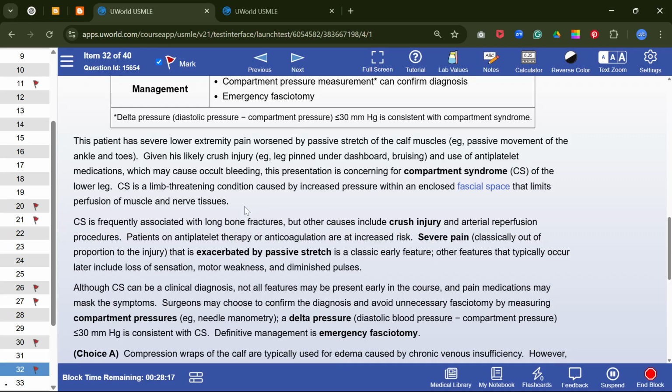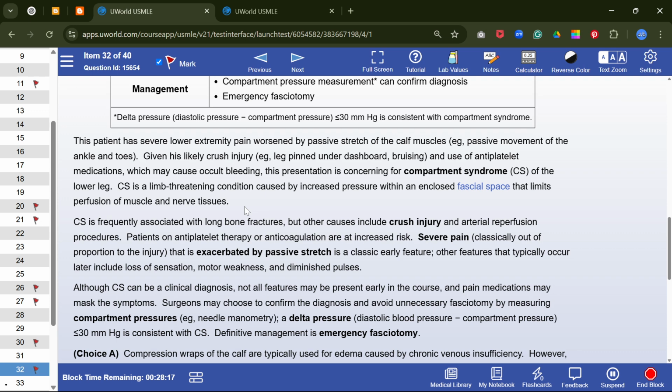Compartment syndrome is a limb-threatening condition caused by increasing pressure within an enclosed fascial space that limits the perfusion of muscle and nerve tissue. It is frequently associated with long bone fracture, but other causes include crush injury and arterial reperfusion procedures. Patients on antiplatelet therapy or anticoagulation are at increased risk.